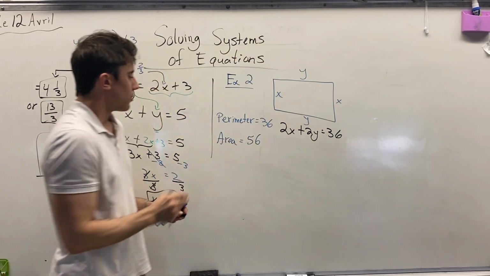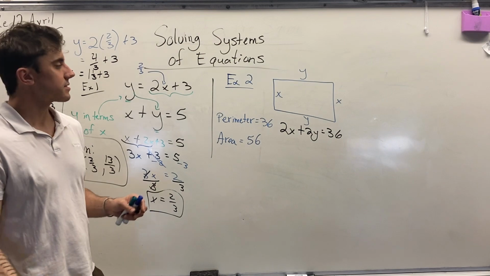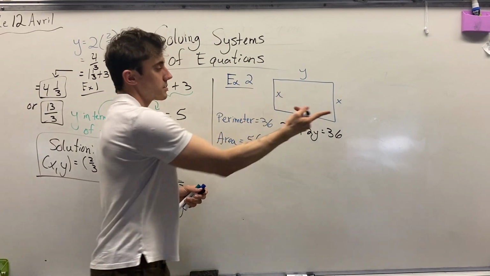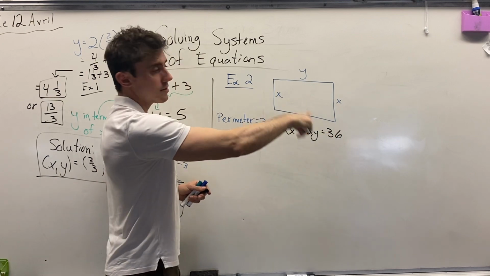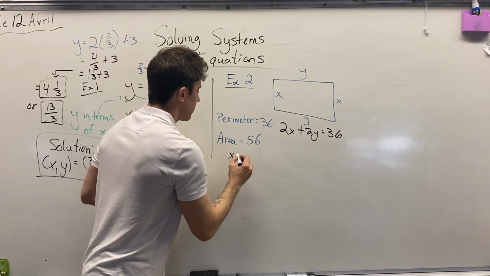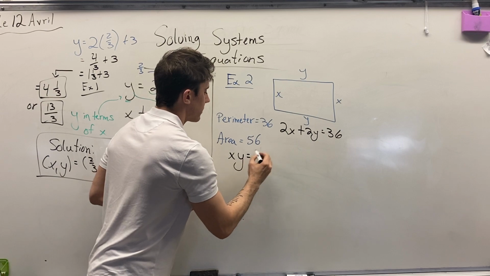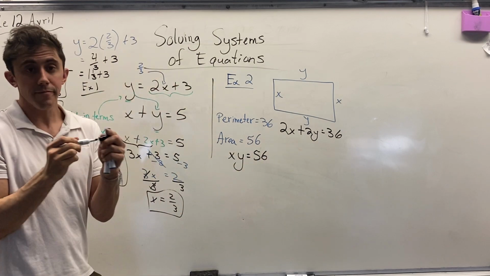We then are told that our area is 56, and the area of a rectangle is length times width, and so that tells us that x times y, length times width, x times y, or xy, is equal to 56, okay?